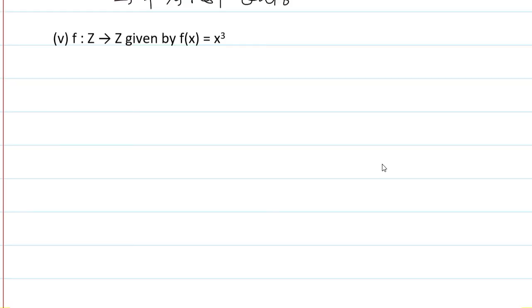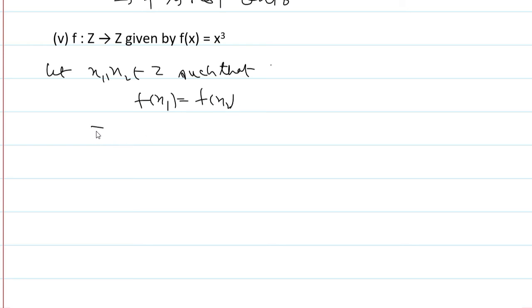Now let us check the function f from Z to Z given by f(x) is equal to x cube for 1-1ness and ontoness. For 1-1ness, let us assume for some x1, x2 belonging to Z in the domain, such that f(x1) is equal to f(x2). This implies x1 cube is equal to x2 cubed.